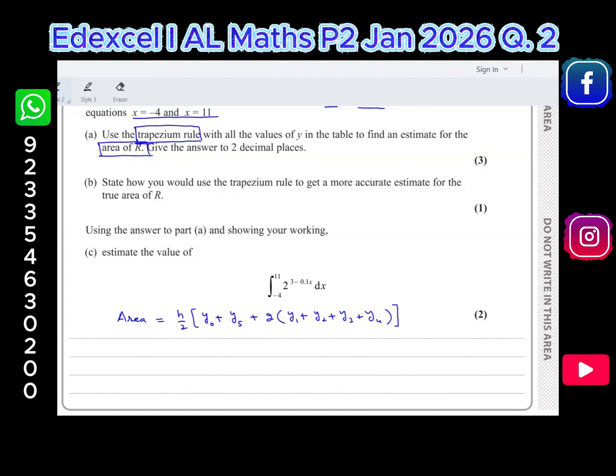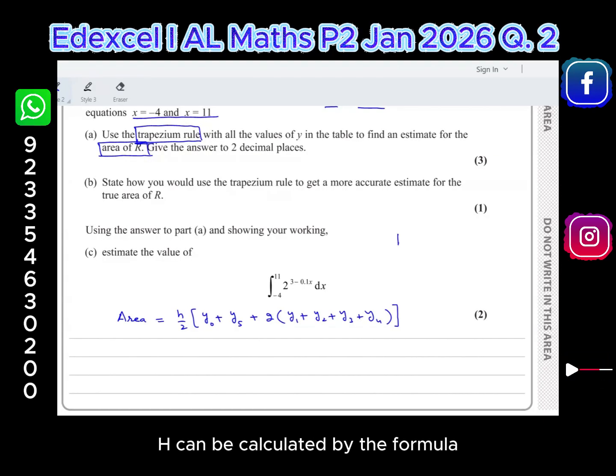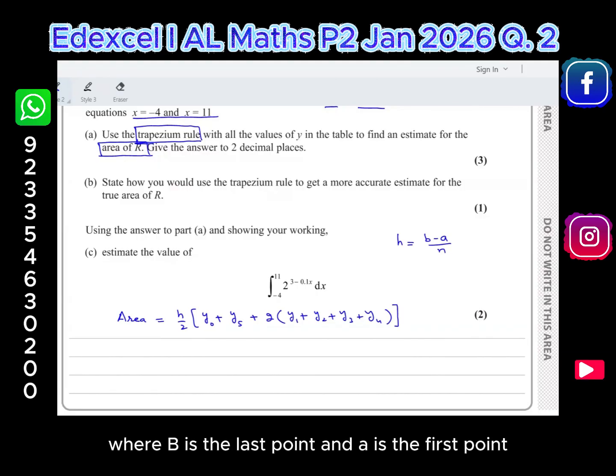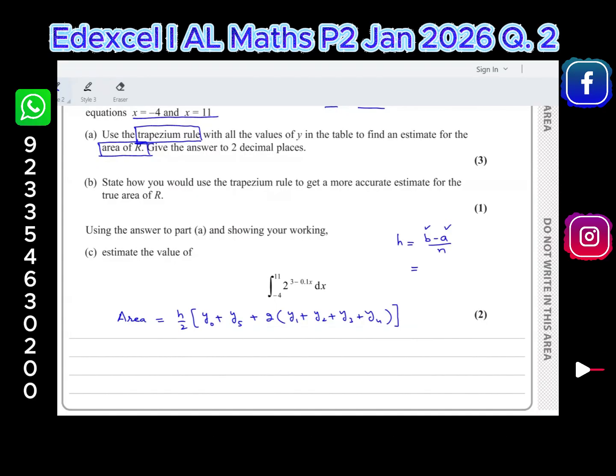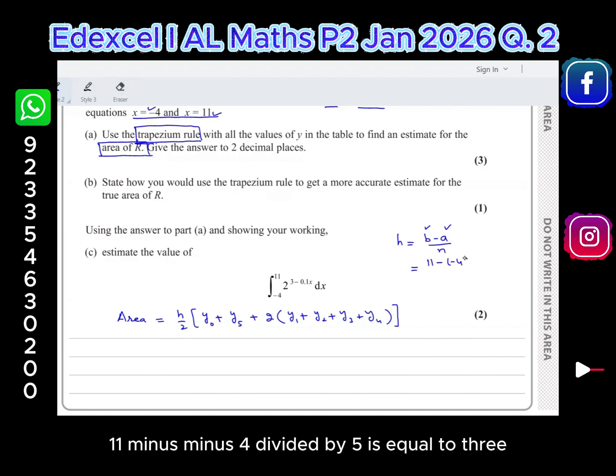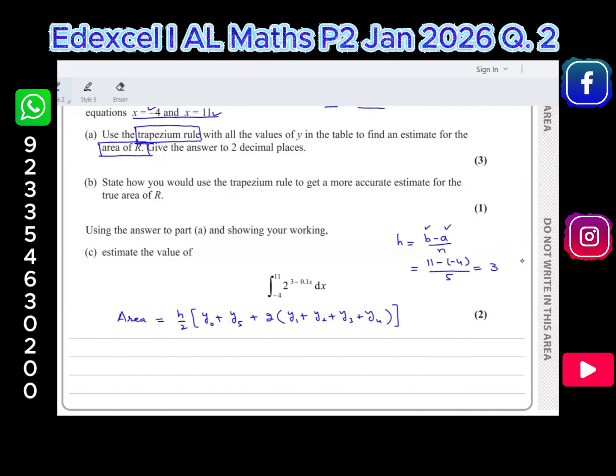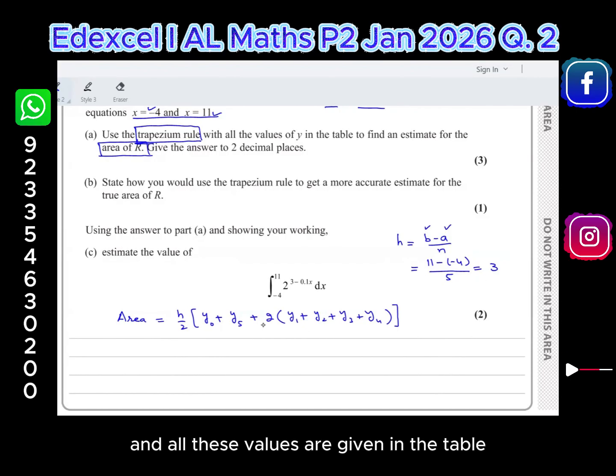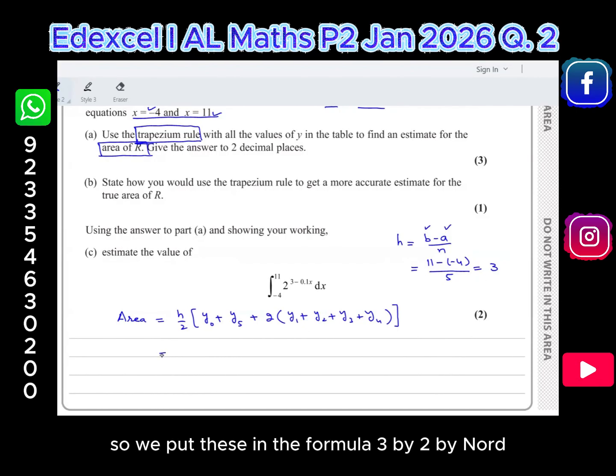What is h here? h can be calculated by the formula h equals b minus a over n, where b is the last point and a is the first point. The value of b is 11 and a is minus 4. So 11 minus minus 4, divided by 5, is equal to 3. The value of h is 3 and all these values are given in the table. So we put these in the formula.